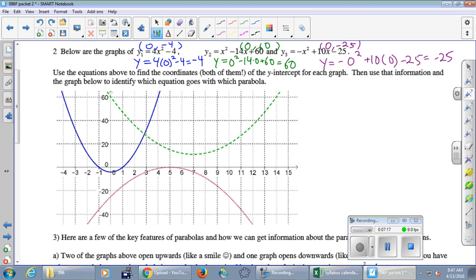So the first one, 0, negative 4, looks like it might be that point right there, which I guess means that this blue curve is y1. So I'm just going to label that with a y1 right there. And in green, I've got 0, 60. 0, 60 is way up here. So it sure feels like that green guy is y2. And then the last one was 0, negative 25. I could buy that that might be that point right down there. So purple or whatever it is, y3. Okay, so we've identified which one is which just by looking at y-intercepts.